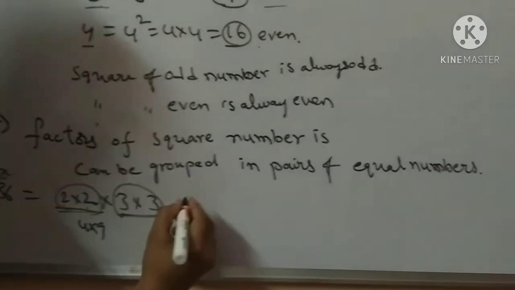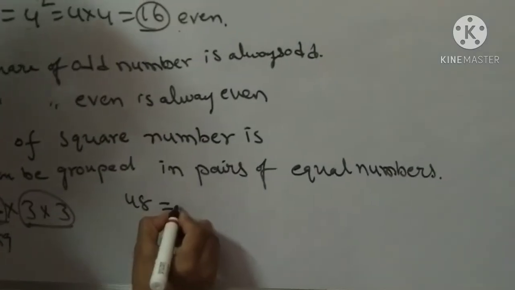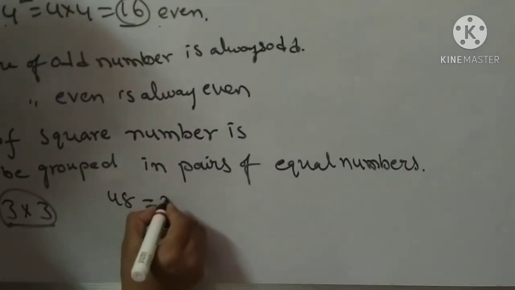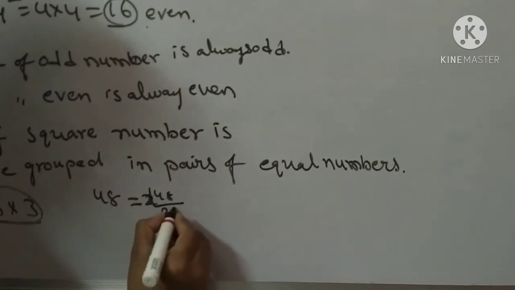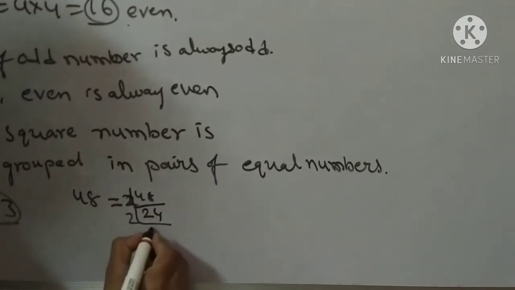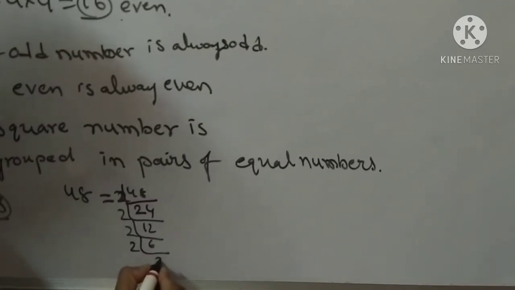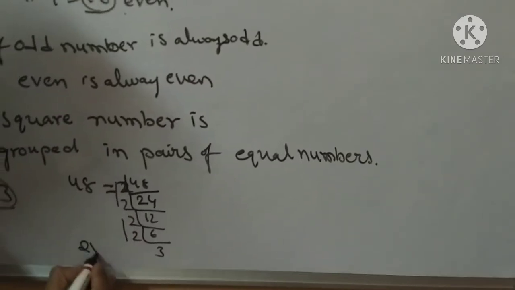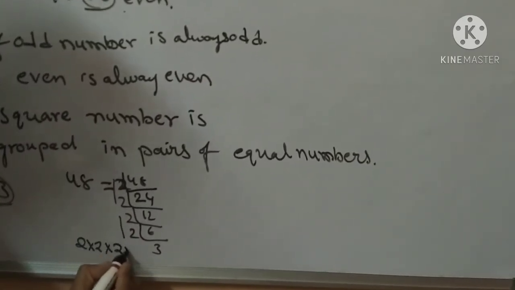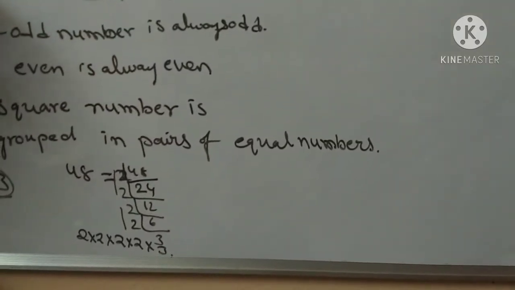So you have to take any example, there is 48. For example 48. So here write the factors. 2 2s are 4, 2 2s are... Again write 2. 12, 2 2s are... Again write 2. 6, 2 3s are... So here observe that two pairs are there: 2 into 2 into 2, and 3 is a single digit. Okay, did you understand children?